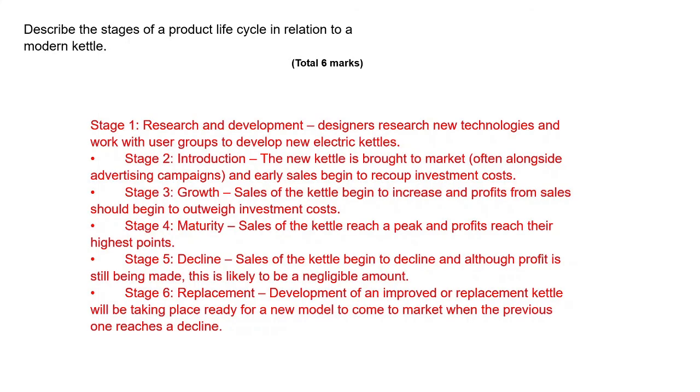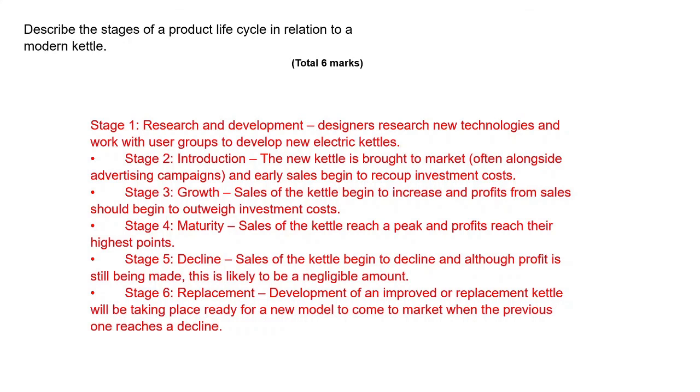Describe the stages of product life cycle in relation to a modern kettle. 6 marks. Pause the video, have a go at answering it. Okay, so we talked about the product life cycle a little bit in the advertising part of it. So research and development, so designers research new technologies, work with user groups, developing new kettles. Introduction, they're brought into the market with advertising campaign, early sales, not a lot of profit being made.